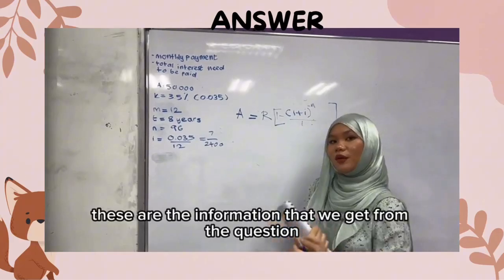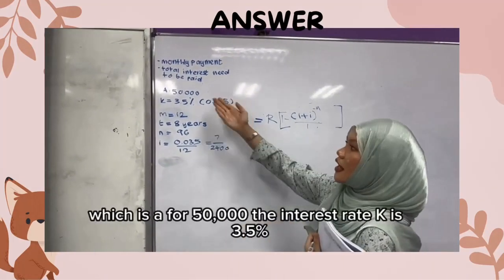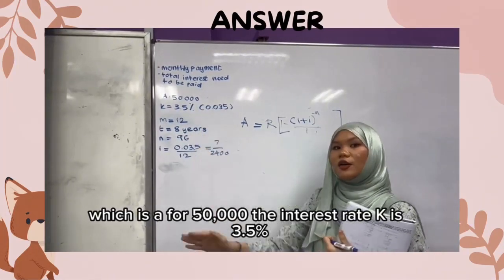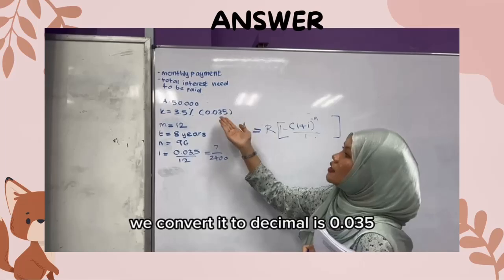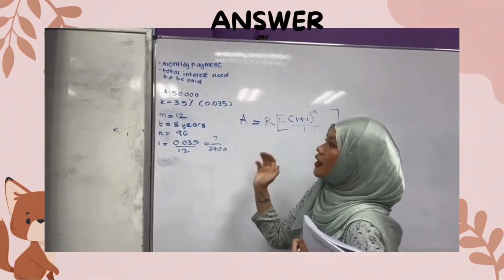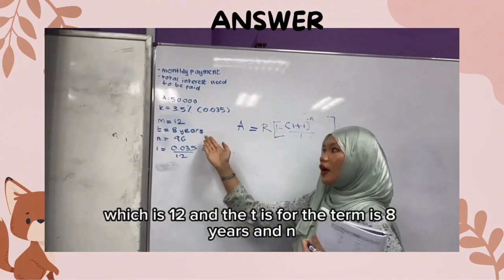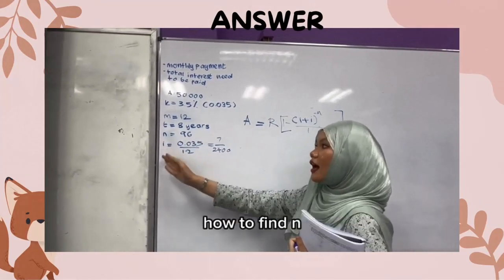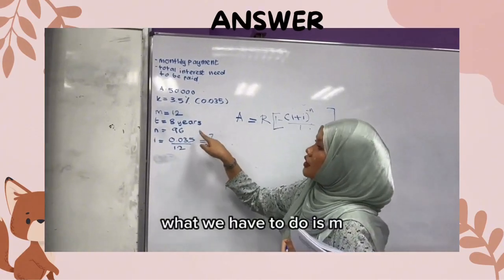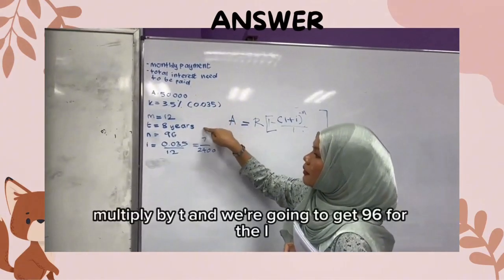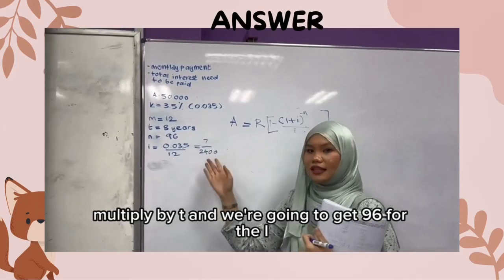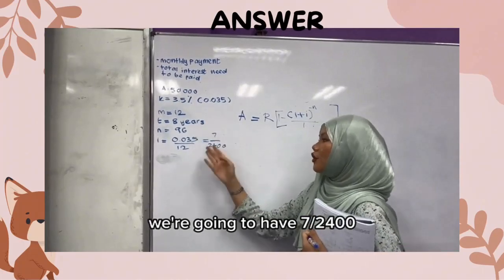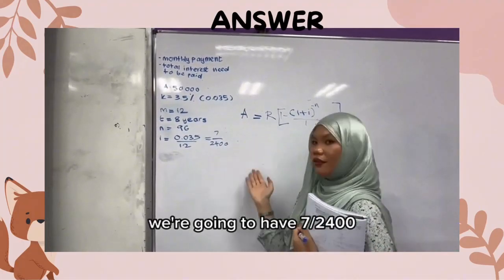These are the information that we get from the question, which is A for 50,000, the interest rate is 3.5%. We convert it to decimal, which is 0.035. And it was compounded monthly, which is m equals 12. And T is for the term, which is 8 years. And n, how to find n? What we have to do is multiply m by t, and we're going to get 96. For i, the interest rate divided by m, we're going to have 7 per 2,400.